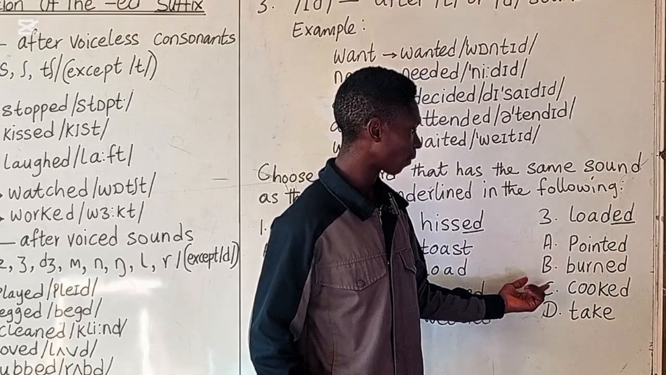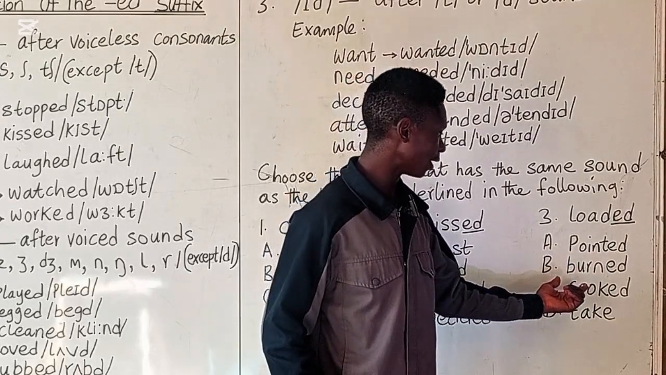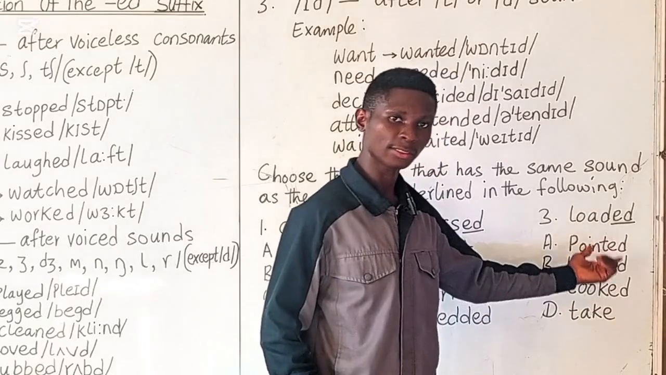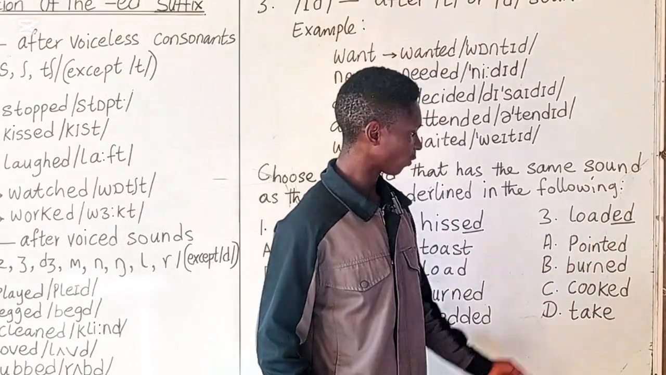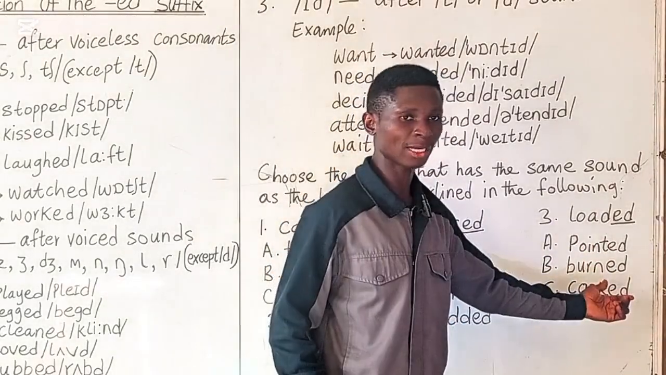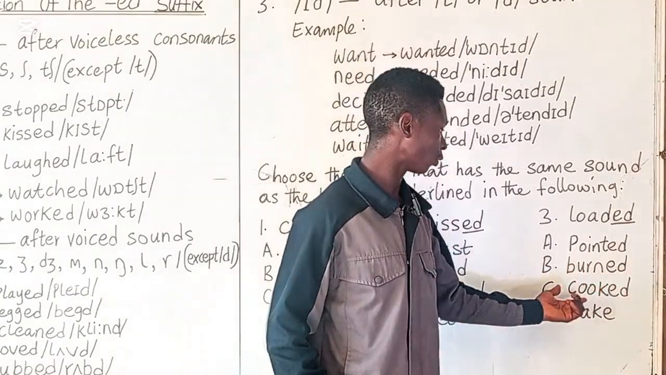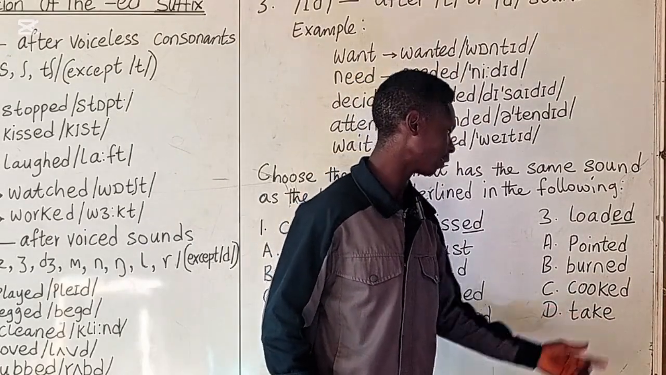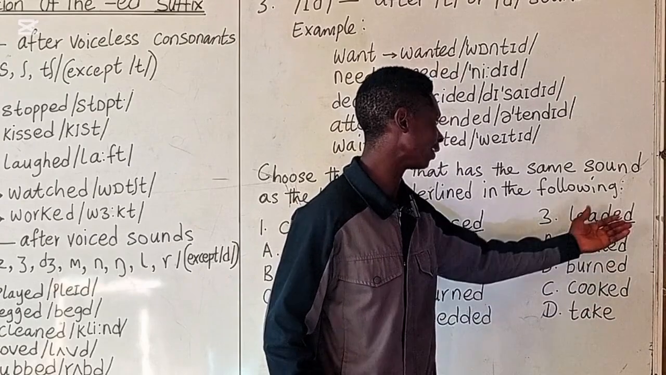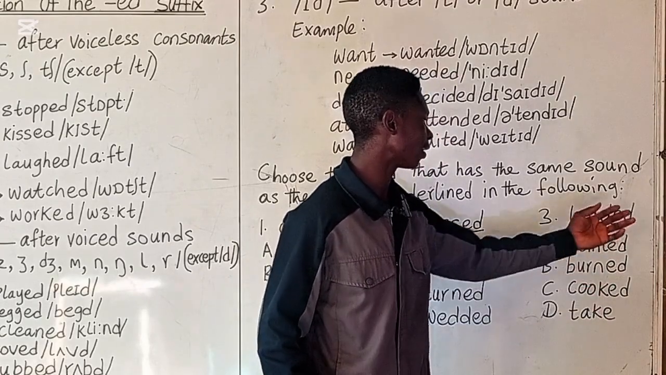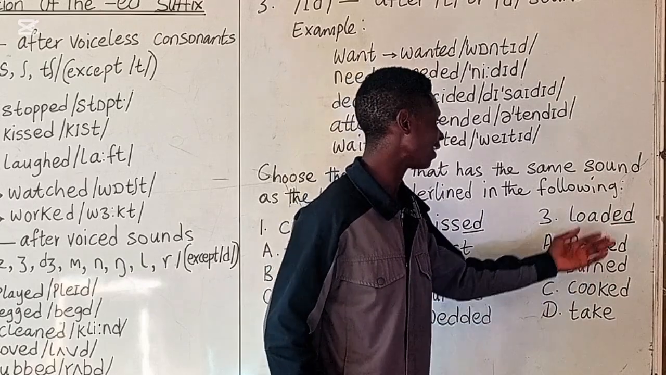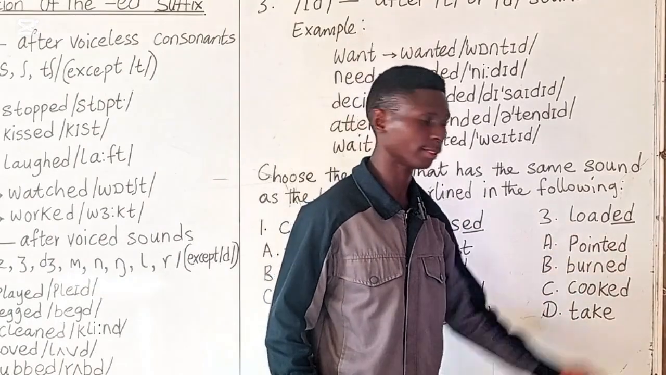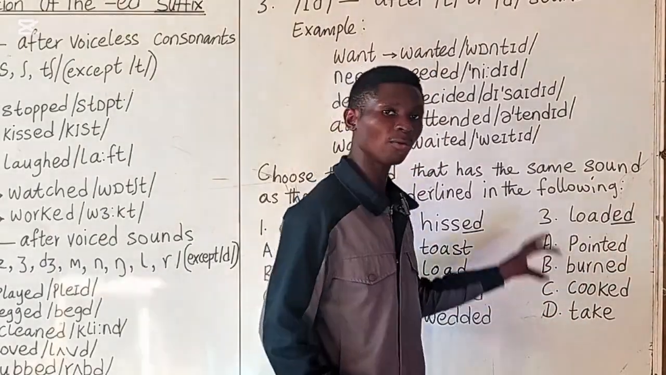Option C, we have the k sound before the ed past tense marker. Hence, we realize the ed past tense marker as t. So this is cooked. Then D, we have take. Here we don't have the id sound. It is only in pointed. Pointed. So take note of this.